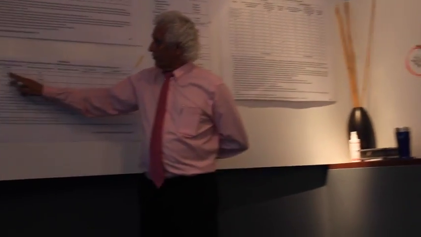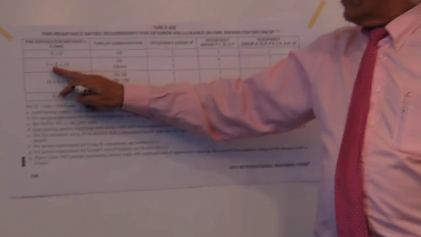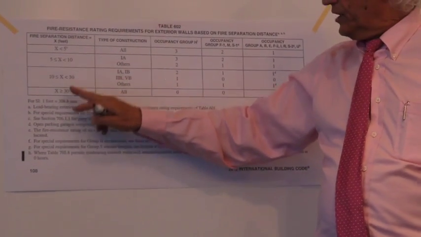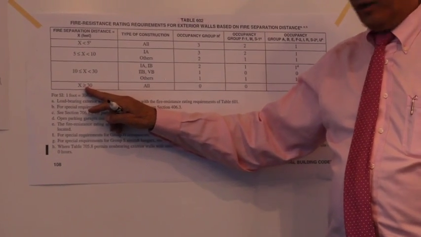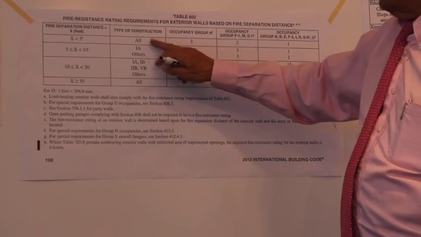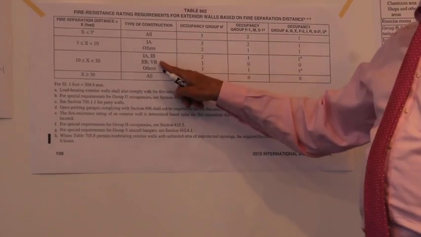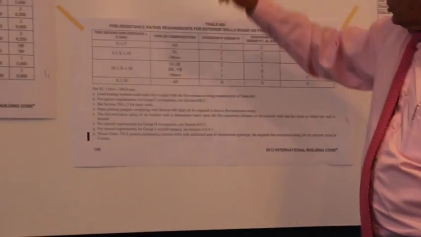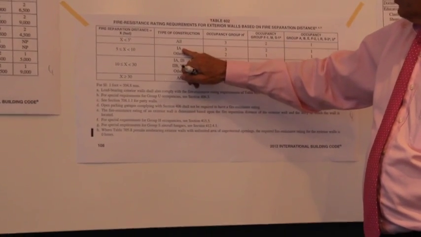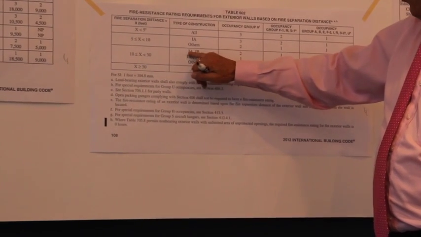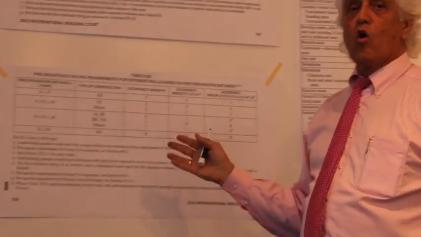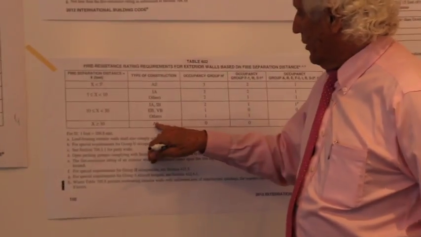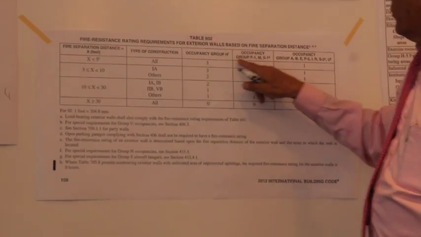And the categories are from less than 5 feet, 5 feet to less than 10 feet, 10 feet to less than 30 feet, and more than 30 feet from the property line. And this gets into, here we go again, the construction type. These are all construction types in this first category. Second one is 1A, as well as others: 1A, 1B, 2B, 5A. And by the way, you notice they use Roman numerals. Why? I don't know. It's difficult to read sometimes, but that's what they have. And then all again here. And these are the use groups.